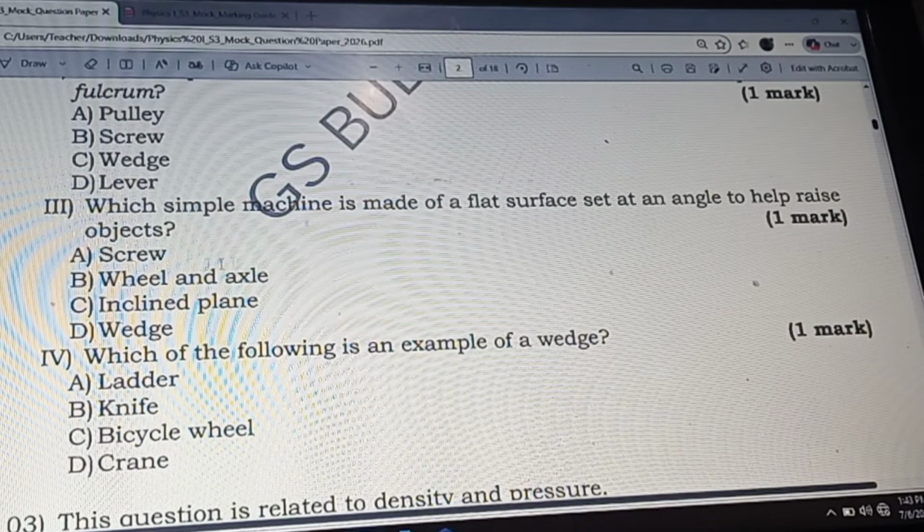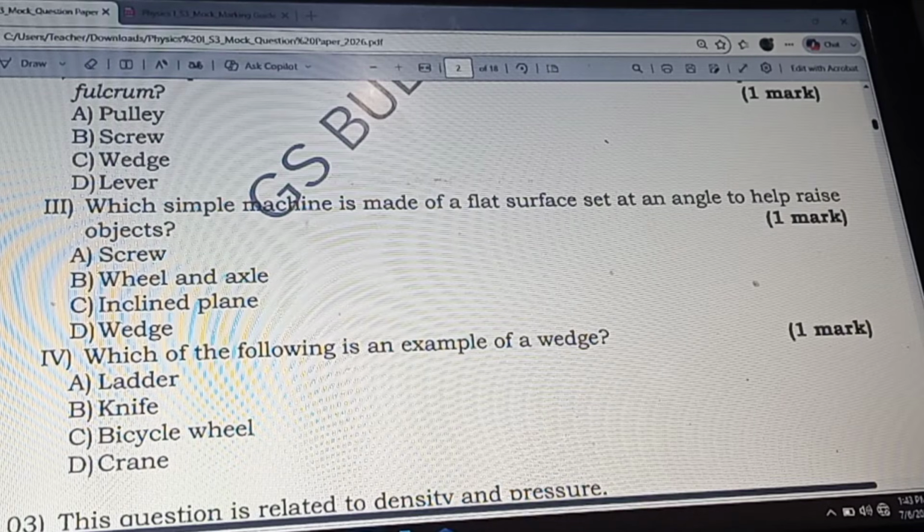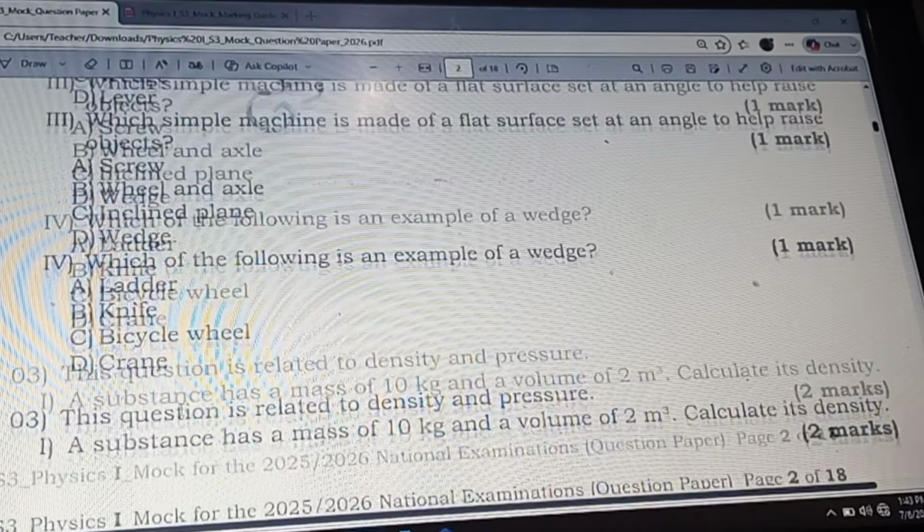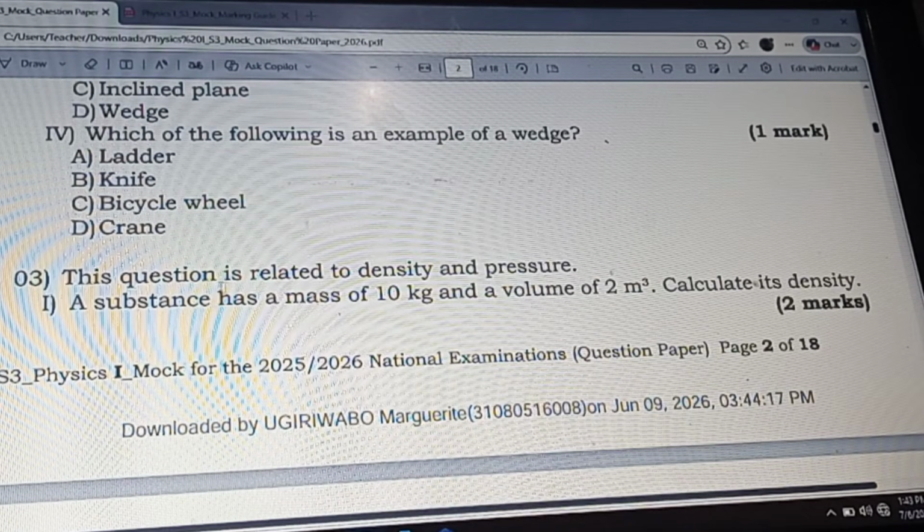III. Which simple machine is made of a flat surface set at an angle to help raise an object? The best option is this one, C, inclined plane. IV. Which of the following is an example of a wedge? The example of a wedge we have here in this option is letter B, knife. Question 3. This question is related to density and pressure.